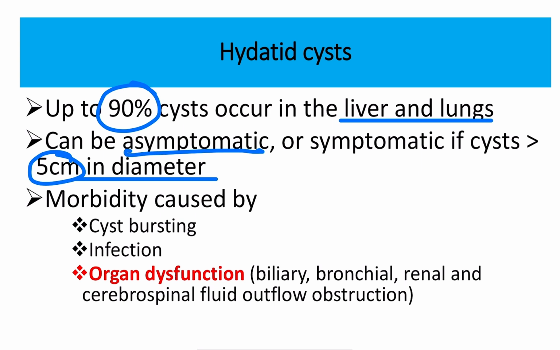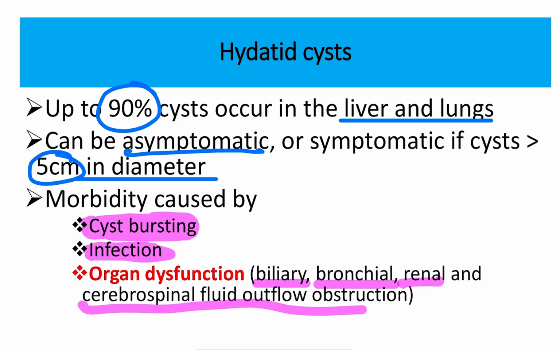And what does the morbidity depend on? Morbidity means the hazard to the patient. Here we can see cyst bursting. If the cyst bursts for some reason, the cystic fluid goes to the blood and causes an anaphylactic reaction. Also infection: when the cyst is infected, it also increases morbidity of the patient. And also organ dysfunction, such as blocking the biliary channel, or the bronchi in the bronchial area, and also renal and cerebrospinal fluid outflow obstruction. So when the cyst causes obstruction, directly or indirectly, the morbidity of the patient is increased.